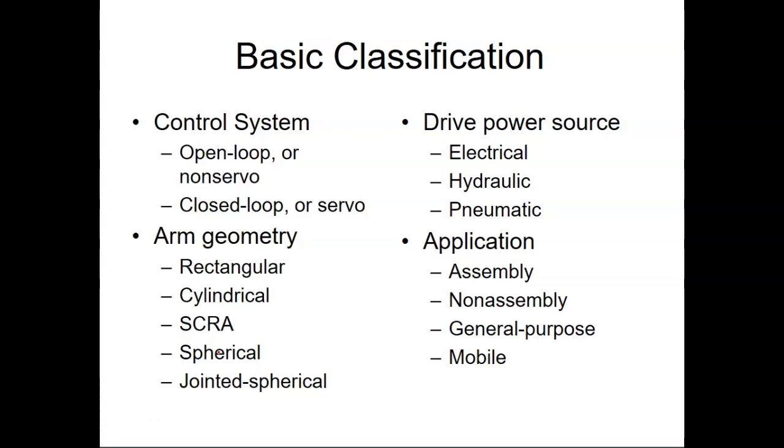So the drive source is part of what we classify them by, and we also classify them by what they do. Are they just a basic assembly robot? Are they a non-assembly robot? In other words, they have other purposes. A general purpose, which is what all these guys are. And then you have mobile. Have you ever seen a bomb squad robot or the Mars rover? Those are mobile robots. They are actually able to climb around on things and discover their environment.